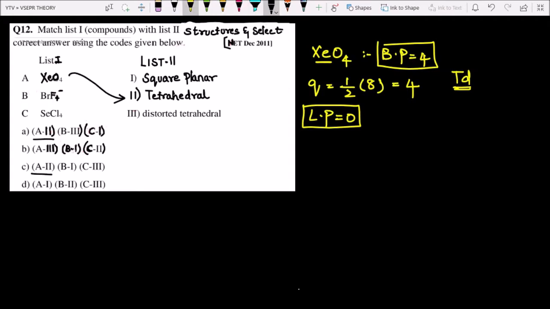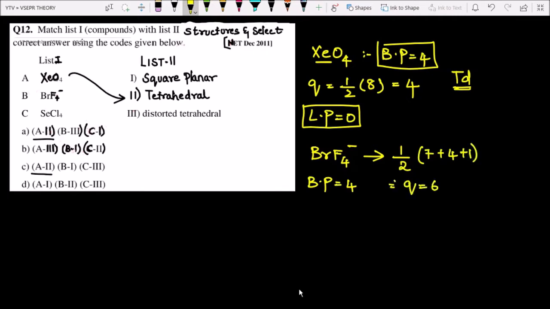Now let's check for B. B is BrF4 minus. In this case, the bond pair is equal to 4 again. Find out the quotient value, half into 7 plus 4 plus 1. So the quotient is equal to 6, and the lone pair is equal to 2. So if it is 42, what is it? 42 is nothing but square planar. So BrF4 minus should be square planar. So A is 2, B is 1, A2, B1. So the answer is option C.